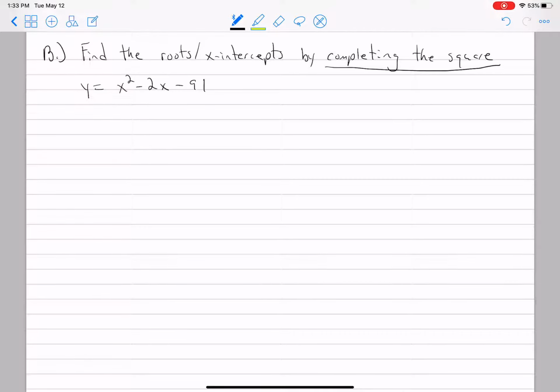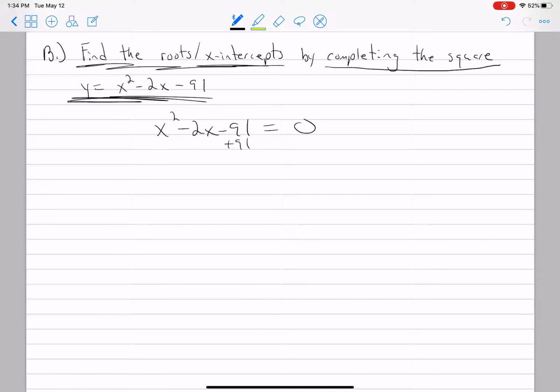All right, so part B. Let's now find the roots or x-intercepts of a quadratic by completing the square. So here's a quadratic. It is not factorable, so I want you to factor it by completing the square. So I'm going to say x squared minus 2x minus 91 equals 0.